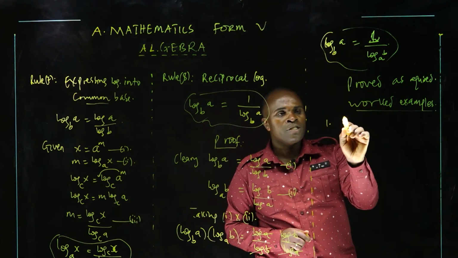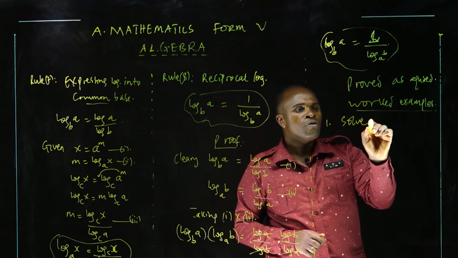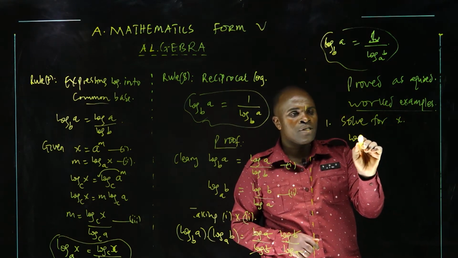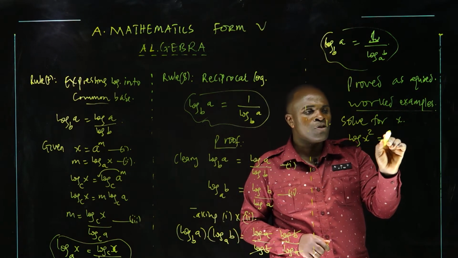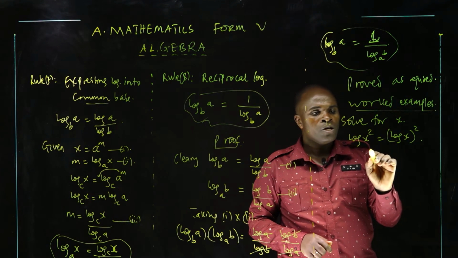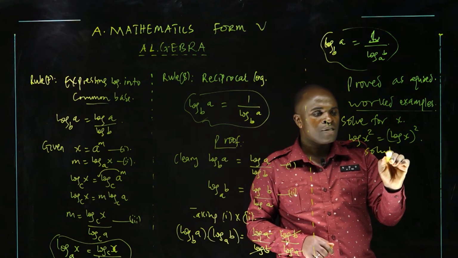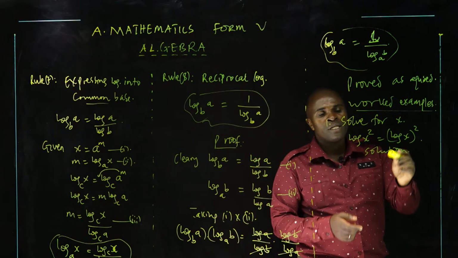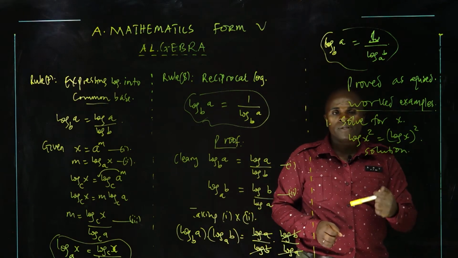One says solve for x. We are given here the logarithm of x square equals log of x, in brackets, squared. To solve this question, class, is easy. Maybe can I ask you, how can you solve this question? Where can you start?